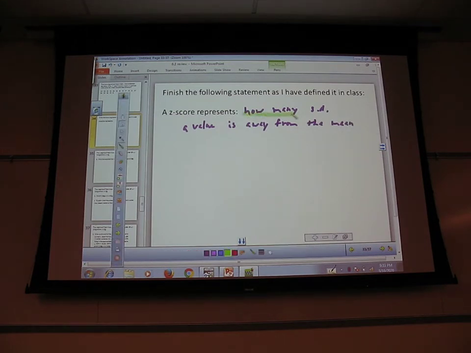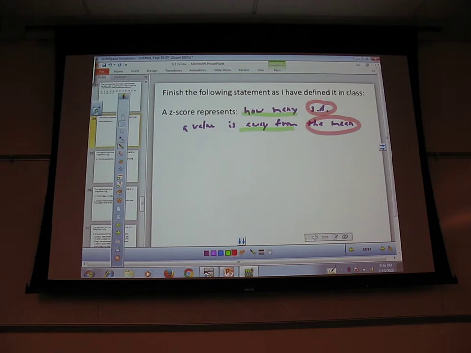Because this is the same thing as how many or the number of, and then "is away from" is above or below, that's fine. But standard deviation and mean have to stay there. There's no other word for standard deviation or mean. Or I guess you could say average instead of mean if you wanted to, right? But there's no other word for standard deviations. And for a value, you could put a number or something, that's all right too. So that's the amount that you're allowed to vary.